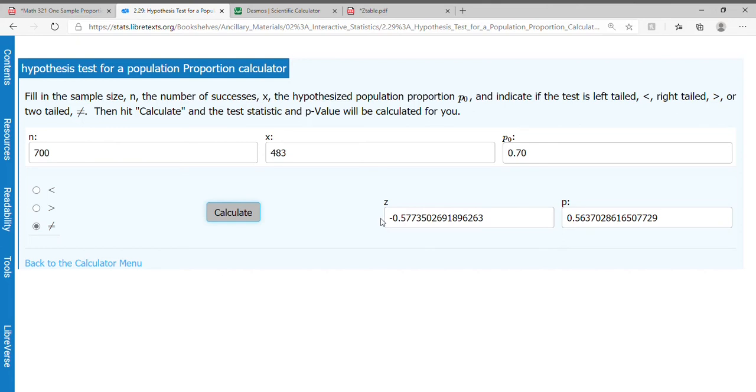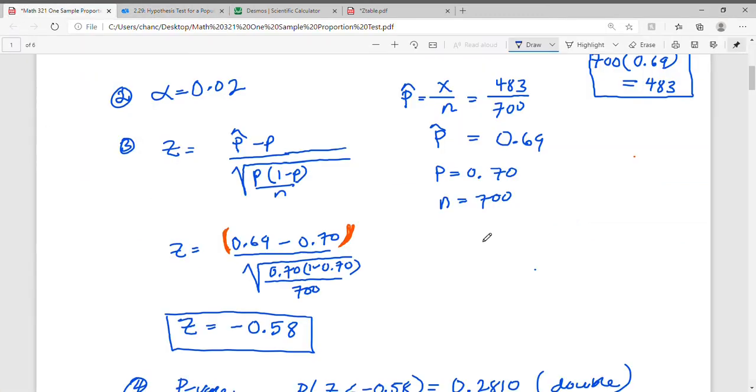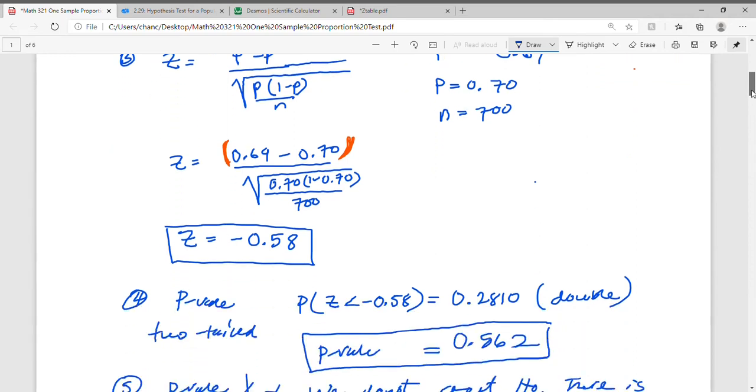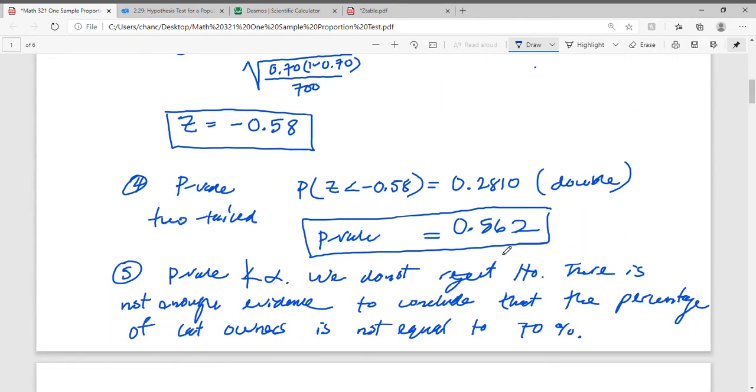Our test statistic is negative 0.577, which is exactly what we had. And our p-value is 0.5637, which is very, very close to what we had. We had 0.562. So our solution was very close to the computer. That means we did this problem correctly.